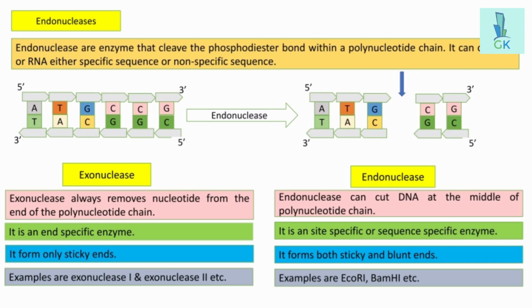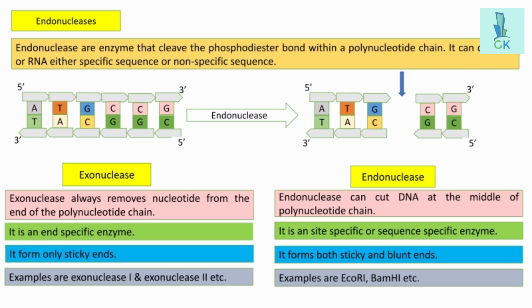So far, what we know is that nucleases are those enzymes that act on genetic material and cut it. Basically, there are two types. One is exonuclease, another one is endonuclease. Exonuclease can remove nucleotides from the end of a DNA or RNA molecule, and endonucleases are those that can cut genetic material in the middle of the polynucleotide chain. It can be a specific sequence or a non-specific sequence.